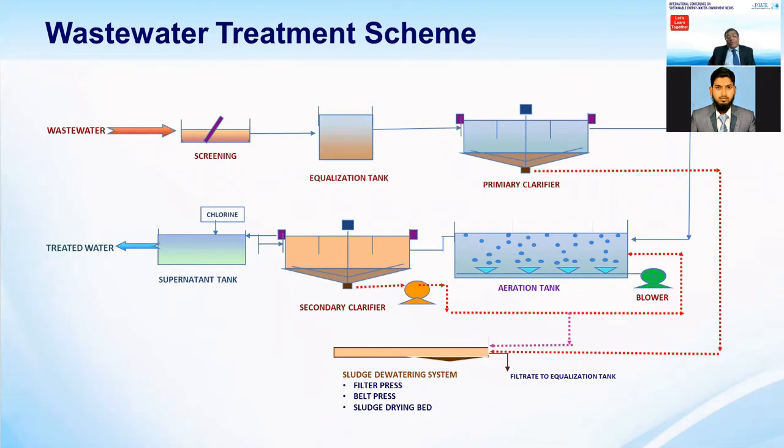extra sludge to the sludge dewatering system or sludge collection pit and recirculate some sludge back to the aeration tank. And the aeration tank is a very important part. This is the heart of the system in the wastewater treatment plant, and there are critical parameters which are defined.